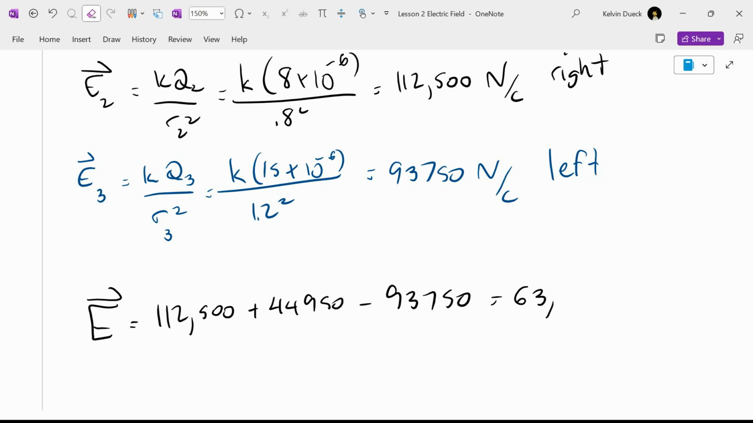63,703. You used your answer button? Okay, so 700 then, right? Okay. Newtons per coulomb. What was the winning direction? Right or east, whatever you want to let it be.